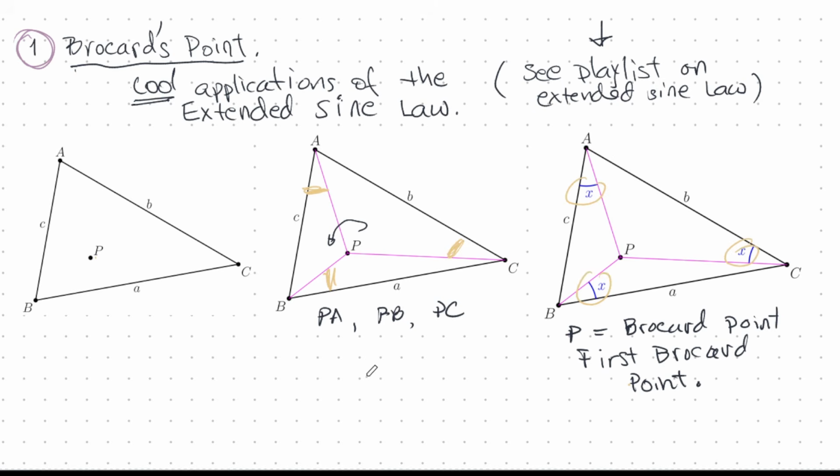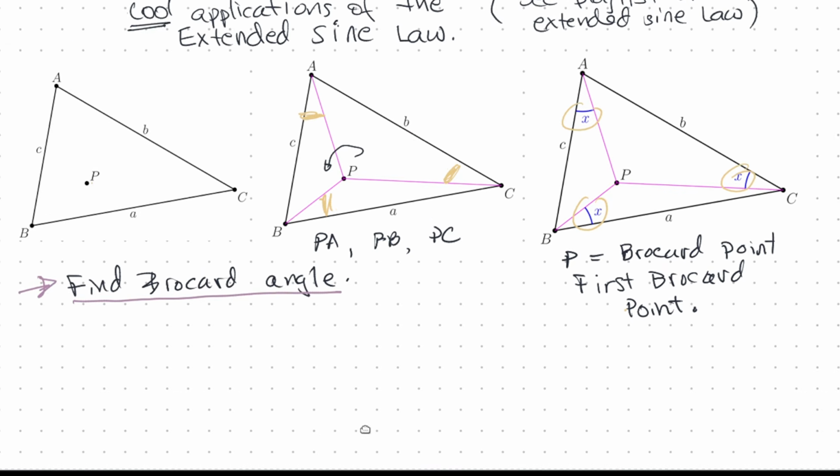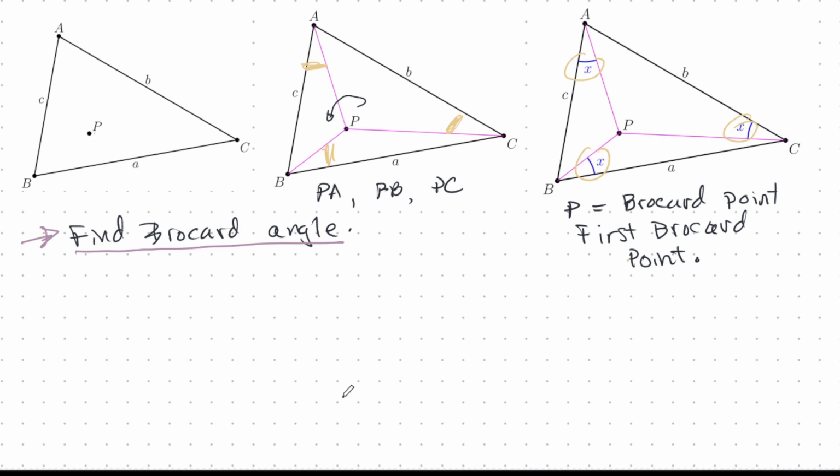Now, we haven't really proved that P exists for every triangle. We can do that by a geometrical construction. And that could be the subject for a future video. That's a very interesting topic also. But today I'm going to solve for x. We are going to find a formula for the first Brocard angle x, and we will leave the question of its uniqueness. It is unique. We will leave that to a future video.